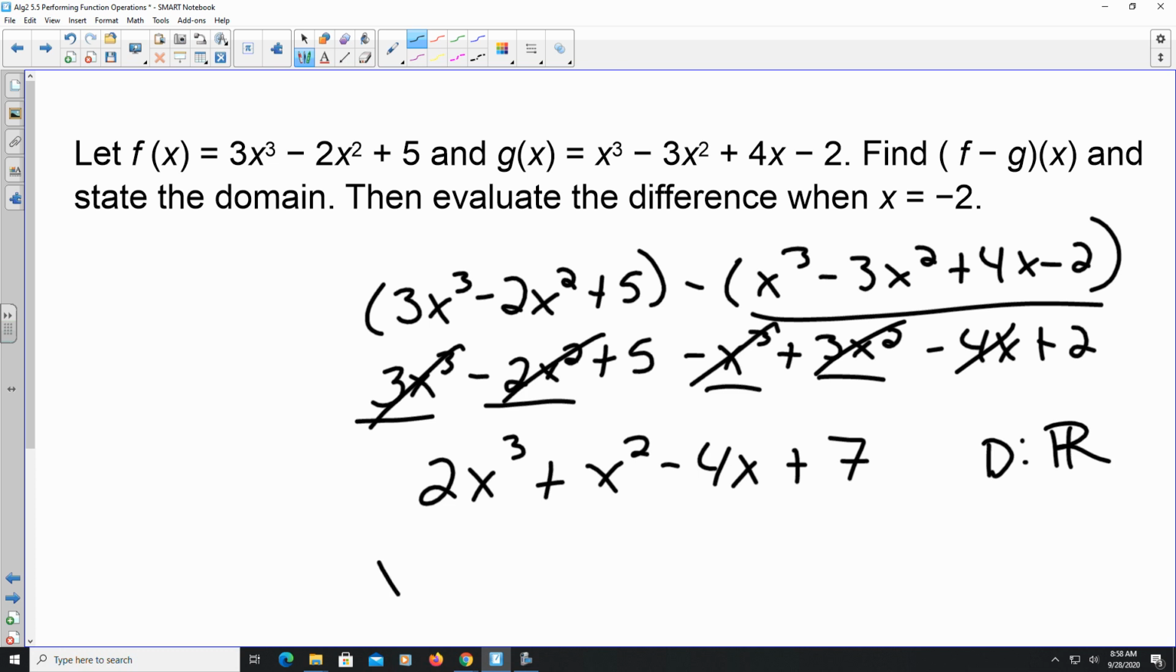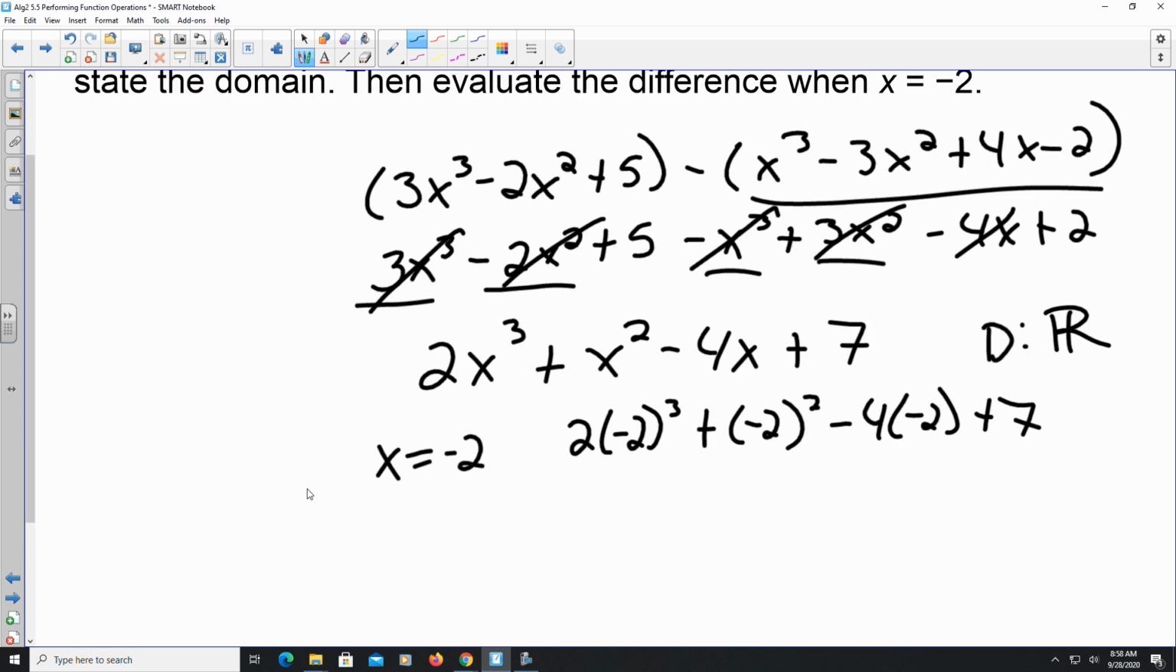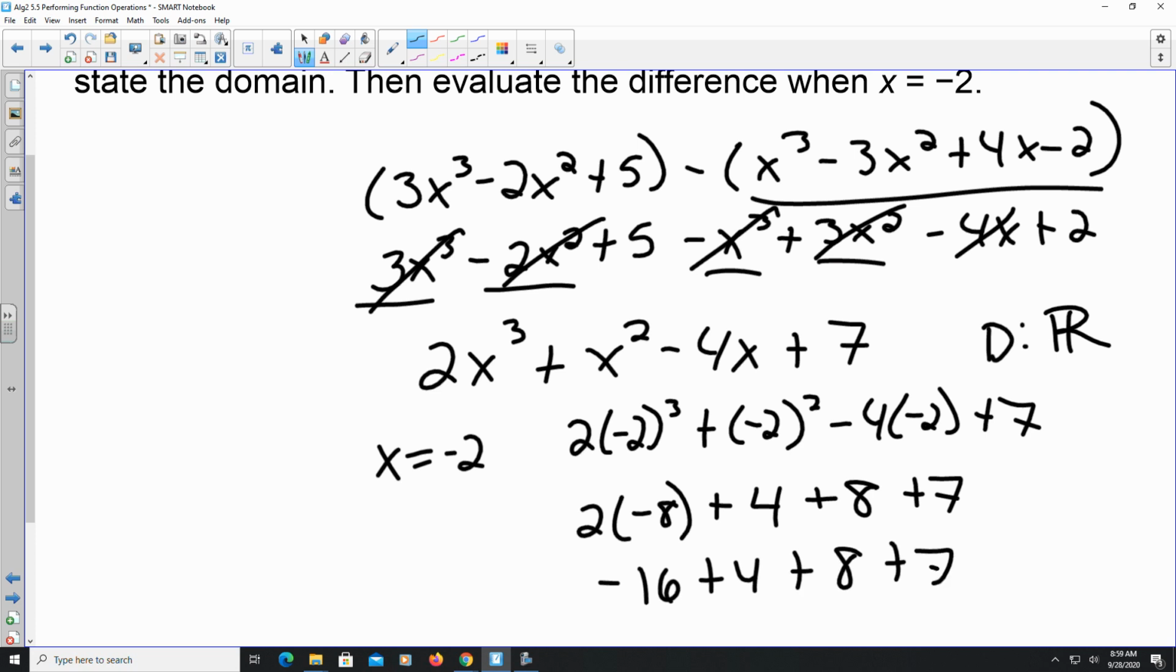And they want you to find when x equals -2. So substitute all this in, so it turns into 2 times -2 cubed plus -2 squared minus 4 times -2 plus 7. So now I got 2 times -8 plus, so that becomes 4. And then we have plus 8 plus 7. Finally, this would be -16 plus 4 plus 8 plus 7.